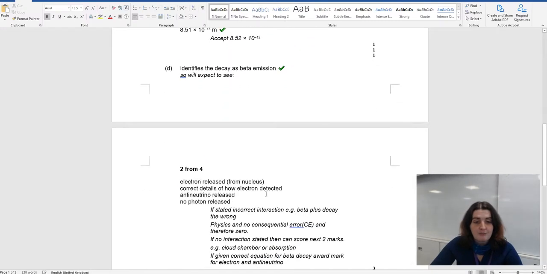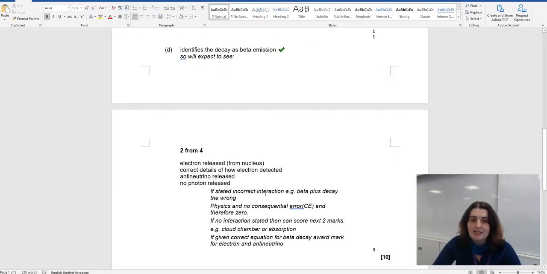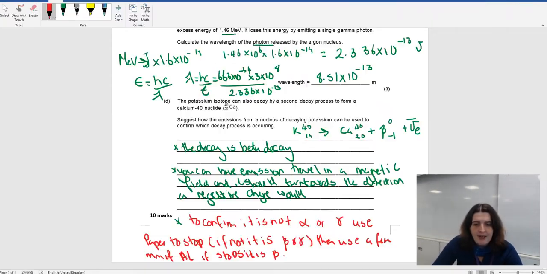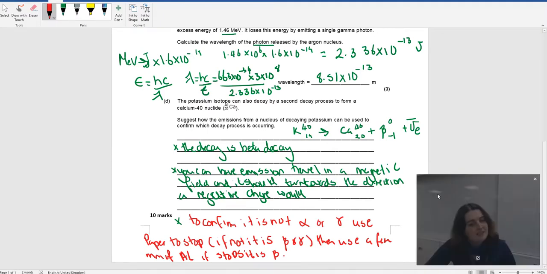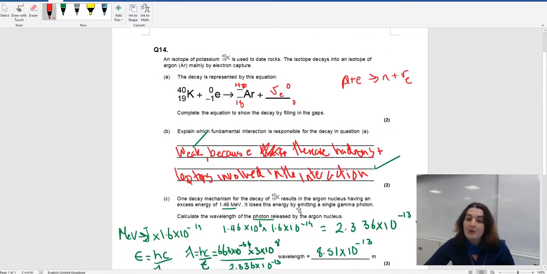So if I actually go to the mark scheme here, it's worth 3 marks. You identify it as beta emission. What you can do, any 2 from here, correct details of how an electron is detected. So that's the way I'm doing it. And I've mentioned the electron release and the antineutrino released. And by actually writing the formula, I'm showing that there. So if they're asking you which decay process is happening, writing the formula can be a really useful way of proving not only to yourself, but to the examiner that you understand what's going on. And there we have it. There's day 14, just a very simple 10-mark particle physics question.